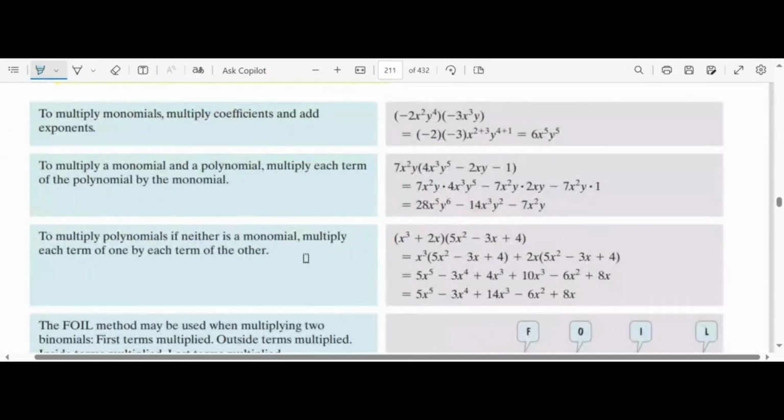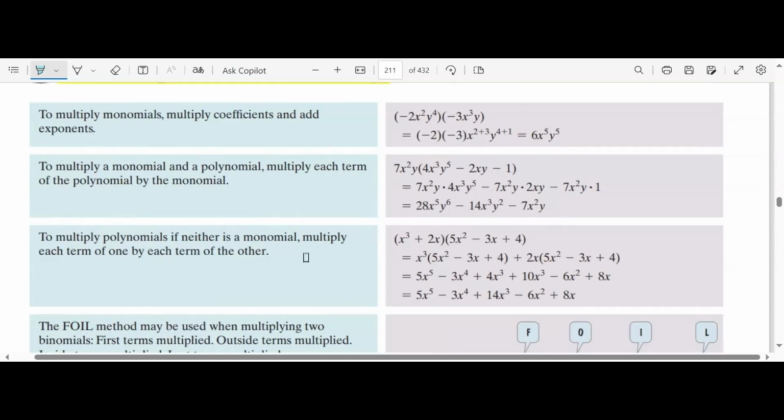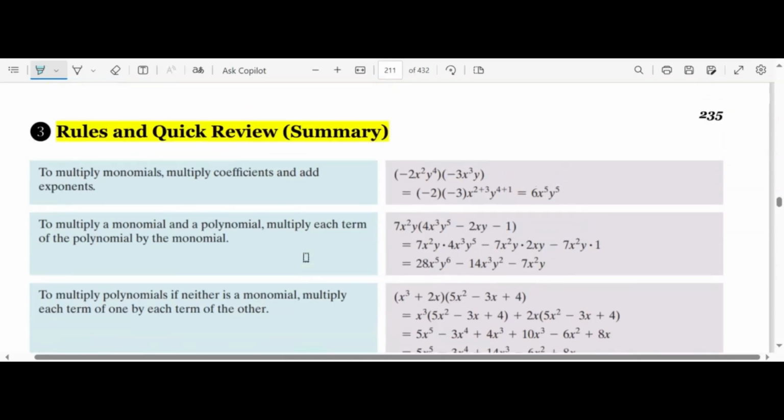Negative 2x squared y to the power of 4 times negative 3x cubed times y. So I'm going to do just multiplication, right? Negative 2 times negative 3, how much? 6. X squared times x cubed, x to the power of 5. Very good. Y to the power of 4 times y to the power of 1, 5, because you're adding the powers. That's all you have to do.